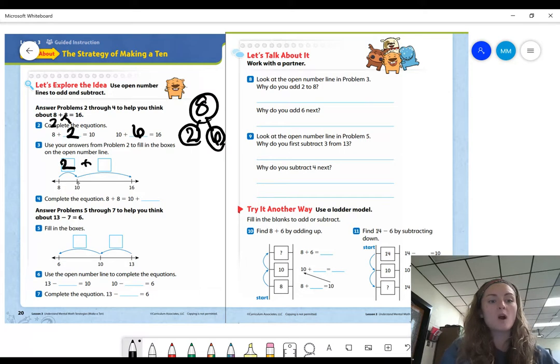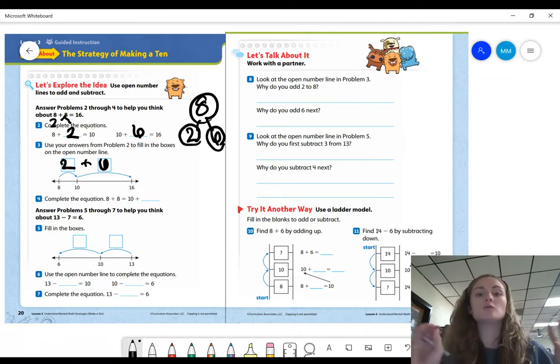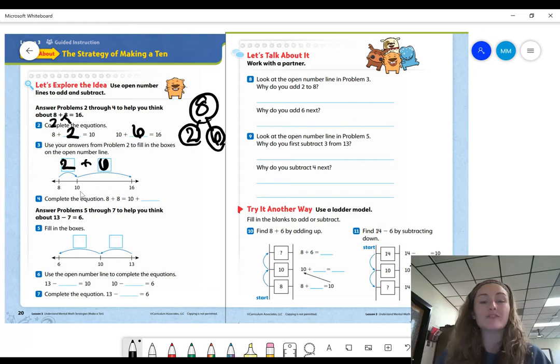How many more did we need after 10 to make 16? We needed 6 more. So we busted that 8 into 2 parts that we could add to first make a 10 and then add the ones left over. So 8 plus 8 is the same as 10 plus 6. What do they both make? They both make 16.